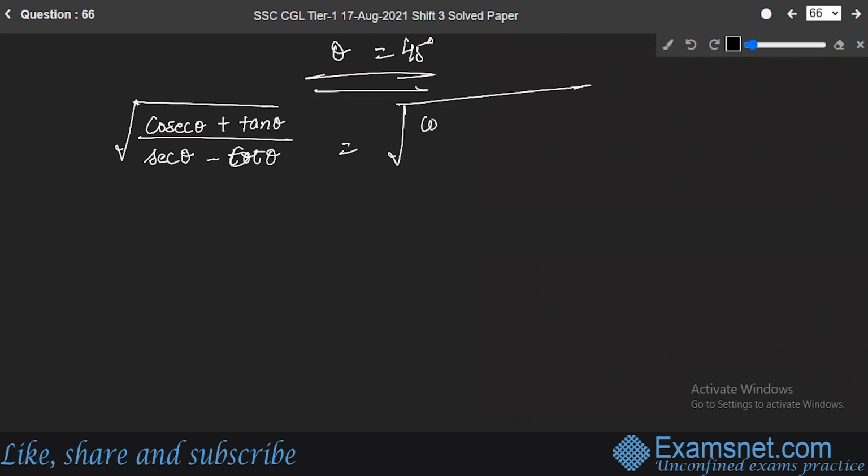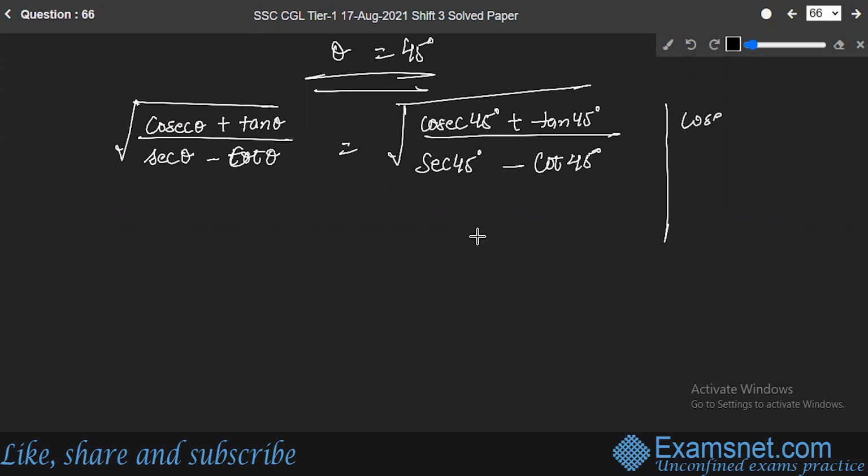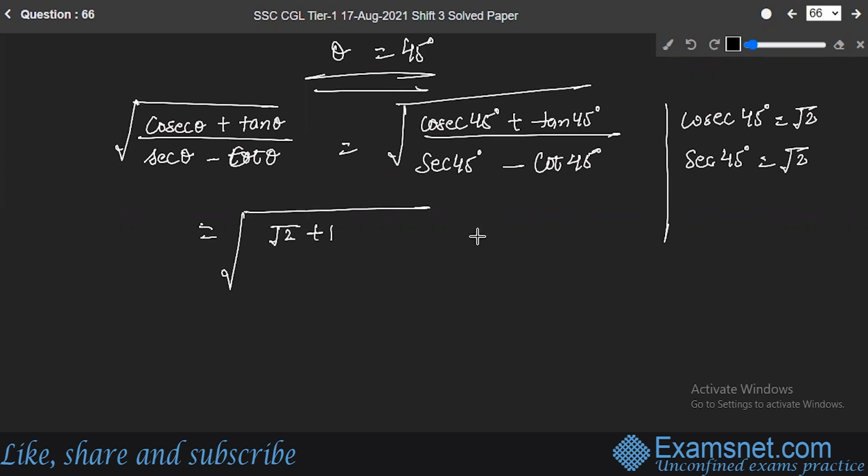So this will be cosecant 45 plus tan 45 whole divided by secant 45 minus cotangent 45. What is the value of cosecant 45? Let's write. Cosecant 45 is equal to root 2. Secant 45 is also the same. This is root 2. So this will become root 2 plus 1 upon root 2 minus 1.